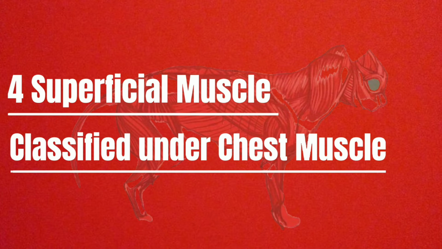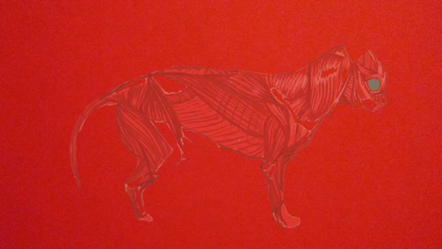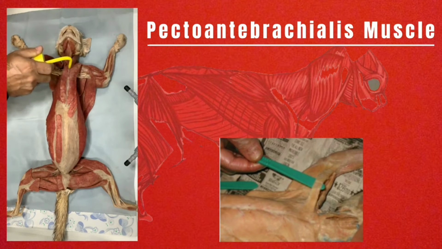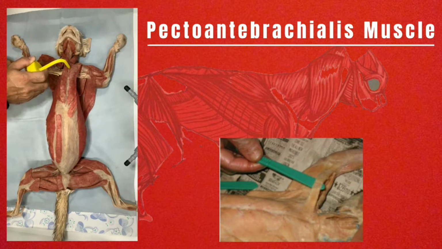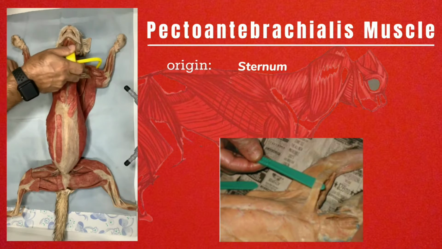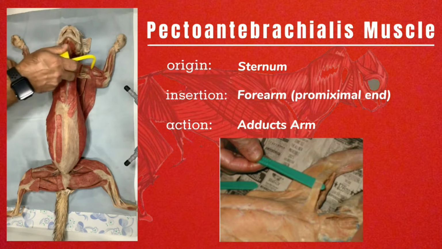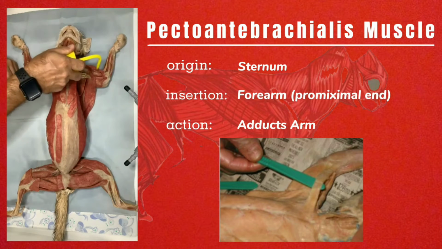And we have 4 superficial muscles classified under chest muscle. First, we have pectoantebrachialis. Pectoantebrachialis muscle is a chest muscle that is only applicable for cats. Its origin is in the sternum and its insertion is in the forearm. With that, it abducts the arm for action.